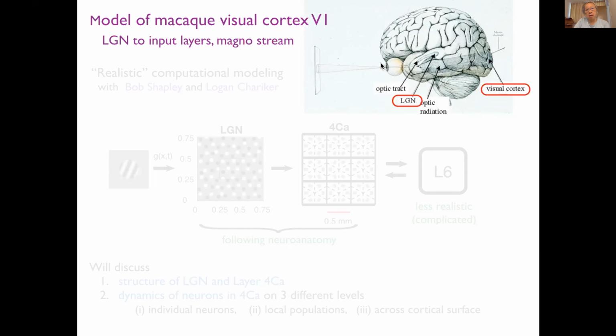And I will be discussing what is in the magno stream, one of the two main visual pathways into the visual system. What I'm going to describe is what's considered to be realistic computational modeling. Now, no model is completely realistic, or it wouldn't be a model at all. So by realistic, what I mean is realistic in the world of models. And this is joint work with Bob Shapley, who's a neuroscientist, experimentalist, and Logan Charaka, a younger fellow. Many of the simulations that you see are done by him.